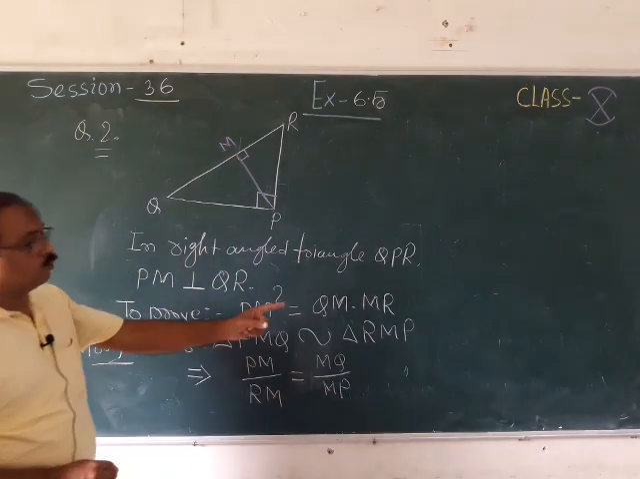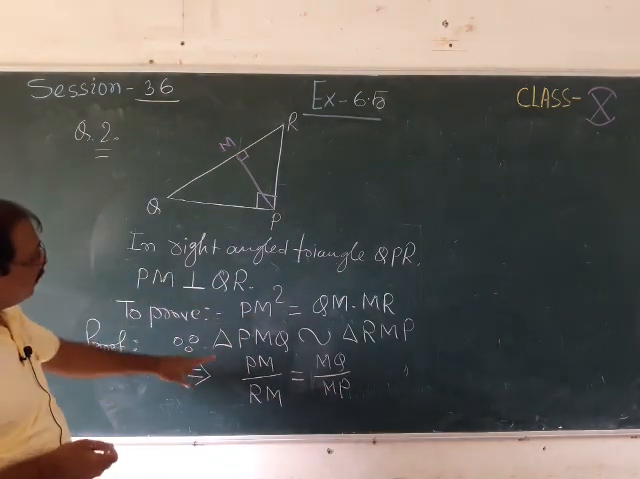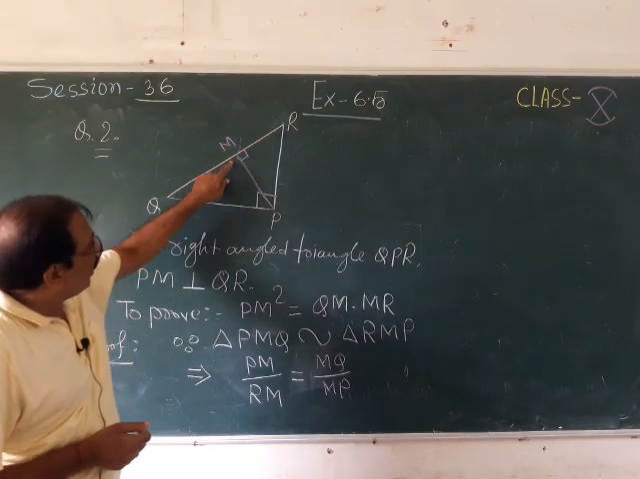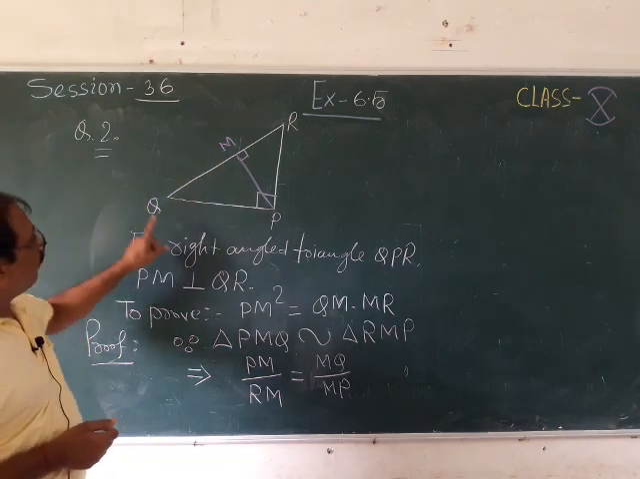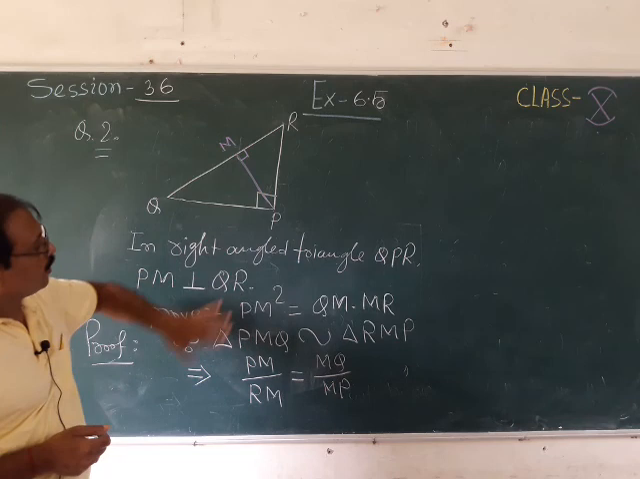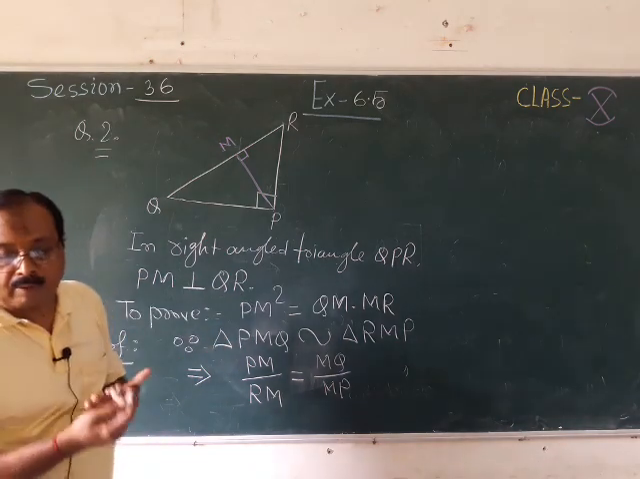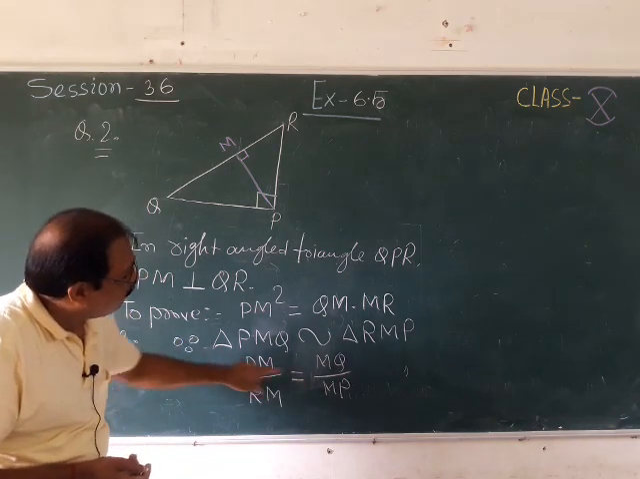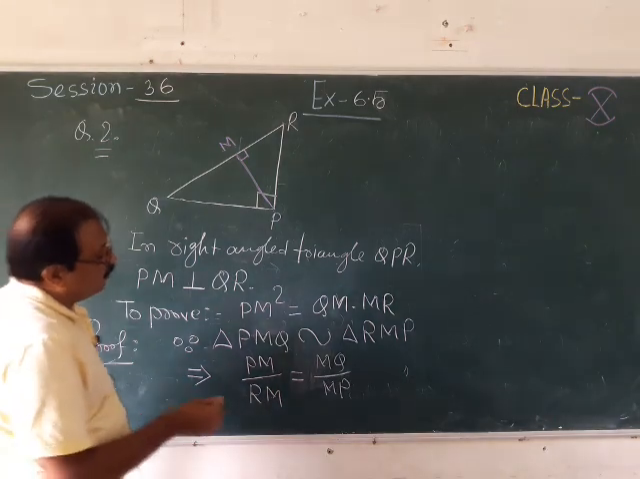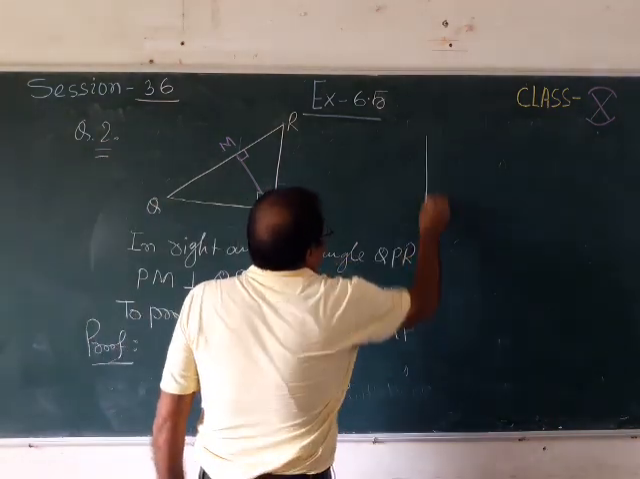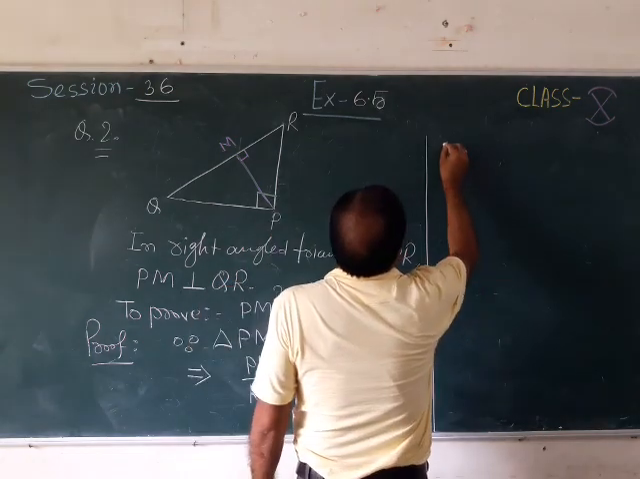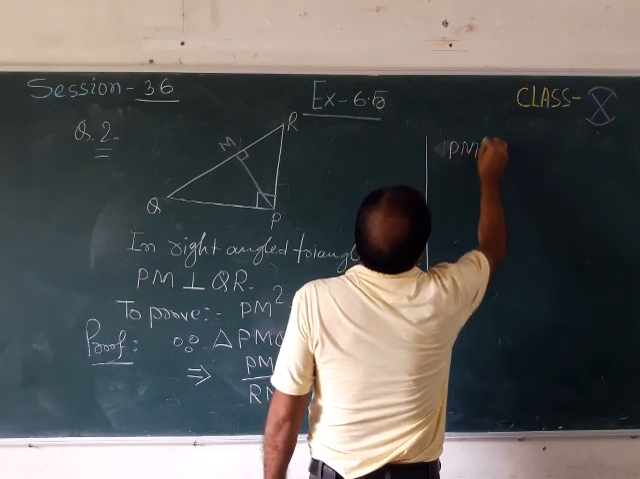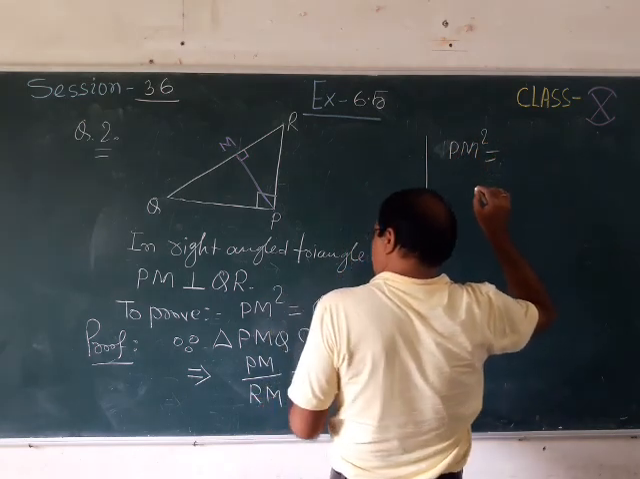If the two triangles are congruent, that means their corresponding sides are proportional. PM upon RM is equal to MQ upon MP. Now if you multiply it in cross, then PM and MP will give you PM square. You can write PM square is equal to MQ into RN.